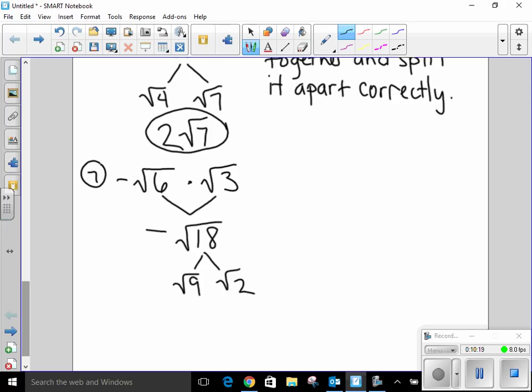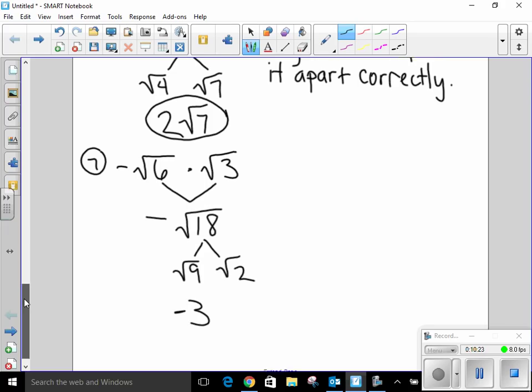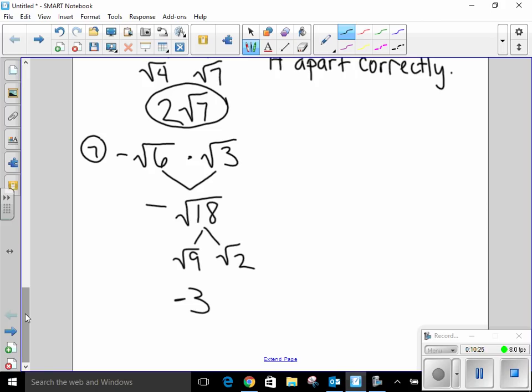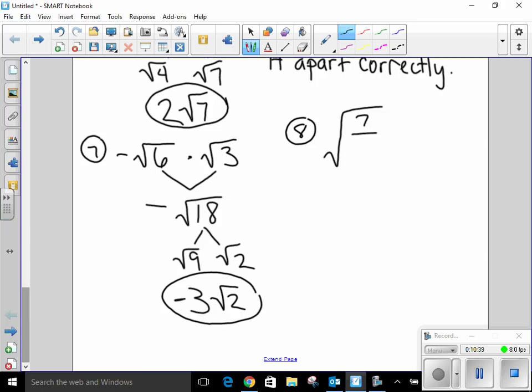The square root of 9 is a 3. Bring that negative sign down because that negative sign was on the outside. That makes it negative 3. And then square root of 2 stays in your radical. So here's the final answer to that one. Again, put the two numbers together and then resplit it apart. That's multiplication.